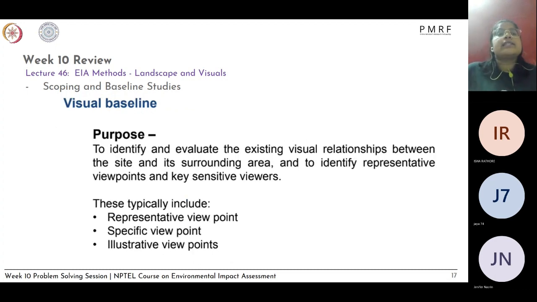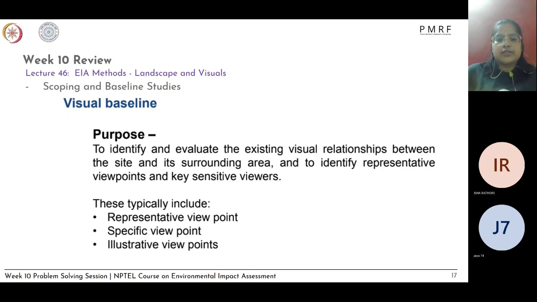And then visual baseline is done to identify and evaluate the existing visual relationships between the site and its surrounding area. And this is done to identify representative viewpoints and key sensitive viewers. And these typically include representative viewpoints, specific viewpoints, and illustrative viewpoints. So basically, visual baseline is done for identifying how the visual aspect of the landscape is going to change because of the new development or new interventions to the site.